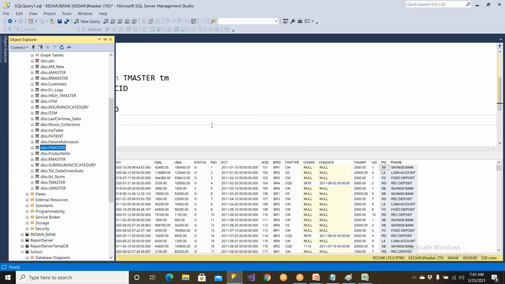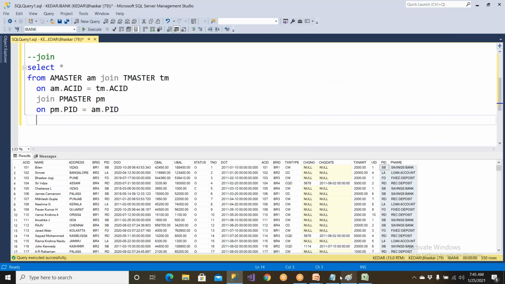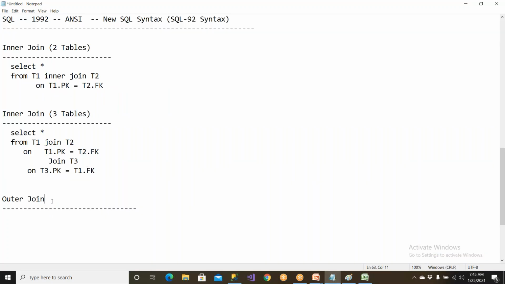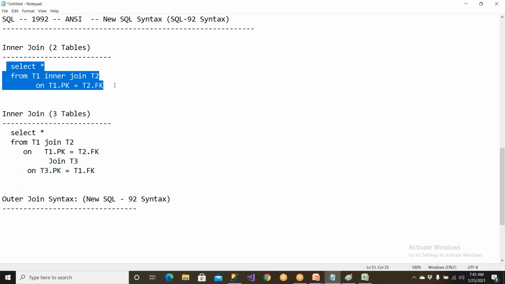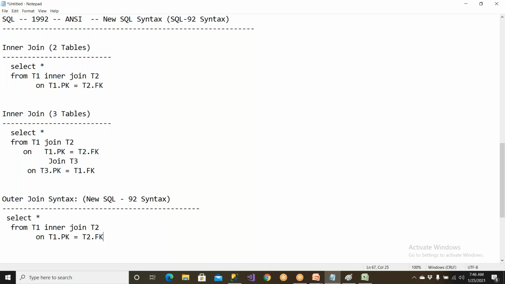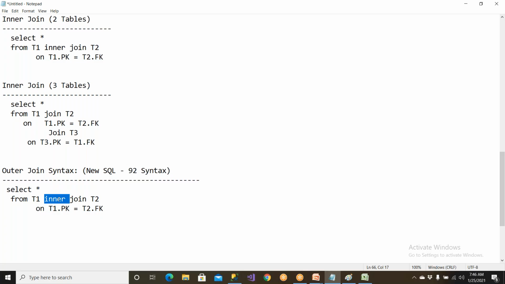Very good. So now what I wanted to explain is the outer join syntax. For outer join, there is no old syntax. Compulsorily, the new SQL 92 syntax must be used. There is no old syntax for this. So you take this one, and only one thing you need to change. Instead of inner join or join, you say left join. That's it. Left space join.